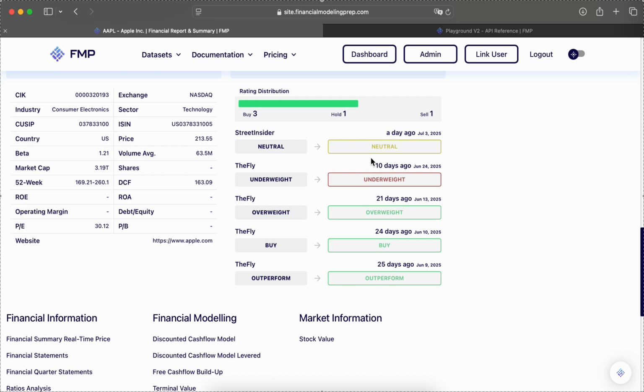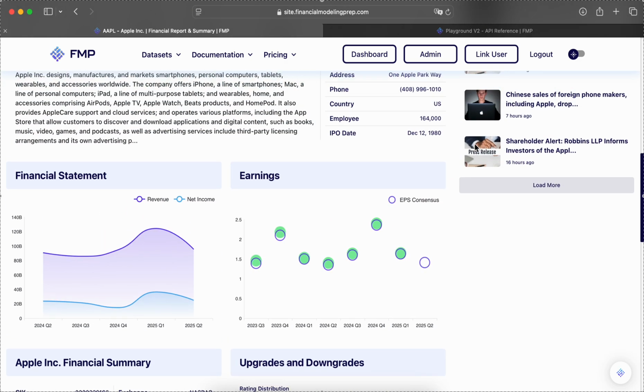And I also monitor the changes in the ratings. If it changes to the negative side, it means that the analysts are pessimistic about the company and it may affect the stock price negatively.